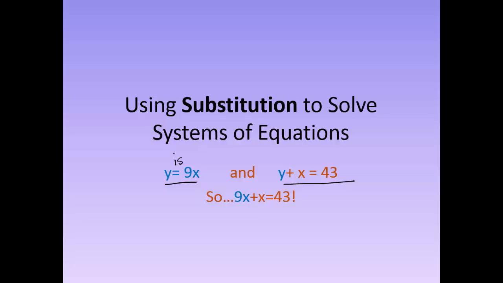They're interchangeable. And if y is 9x, then when you look at y plus x equals 43, think about right there, instead of y, we could say 9x. And that's the substitution method. As soon as we do that, we get an equation with one variable that's easily solvable. So let's try some examples.